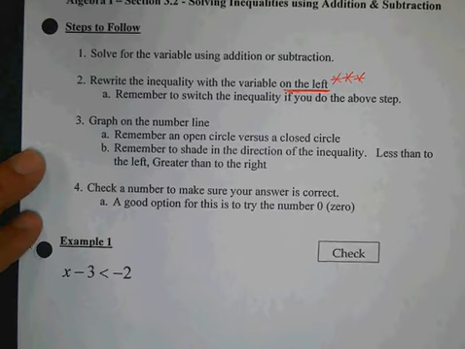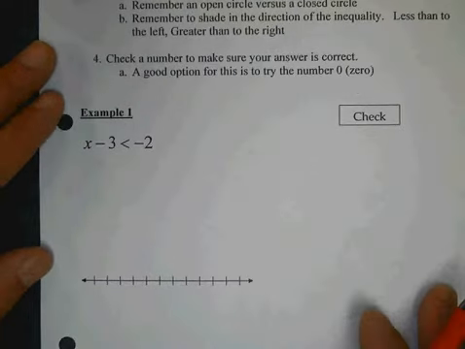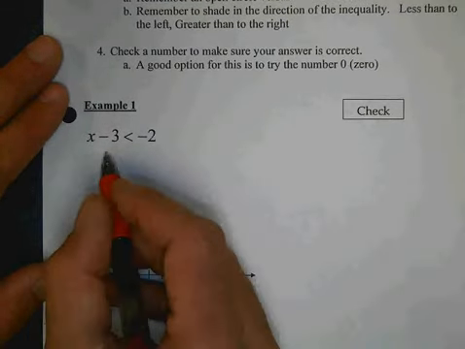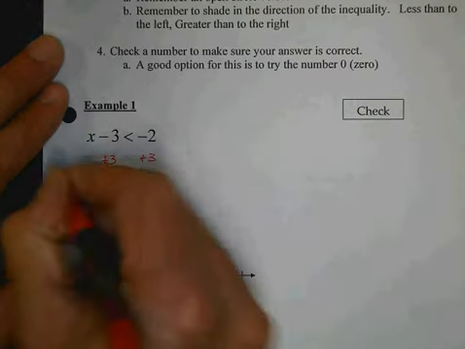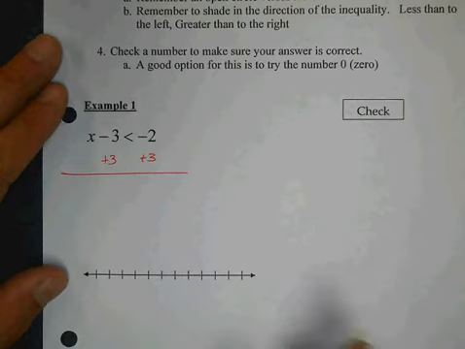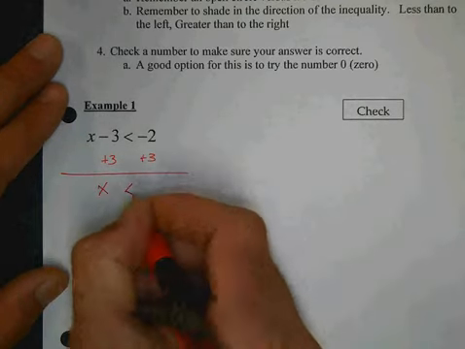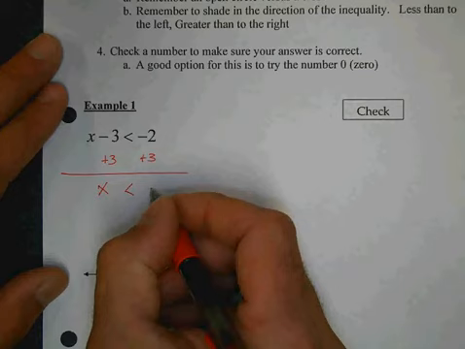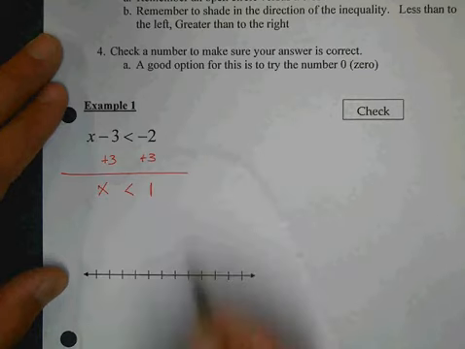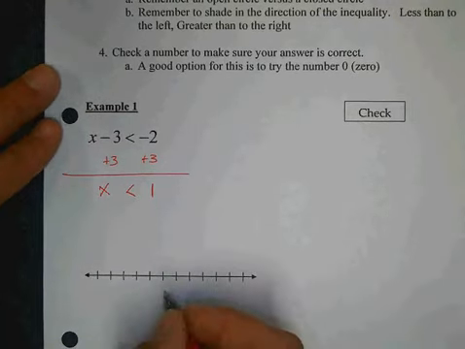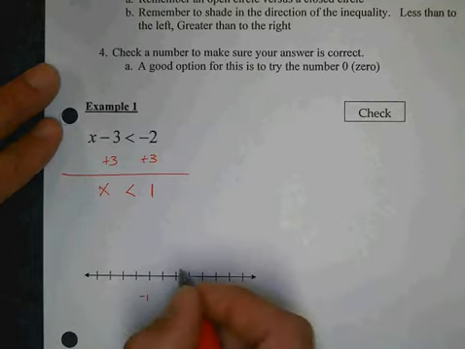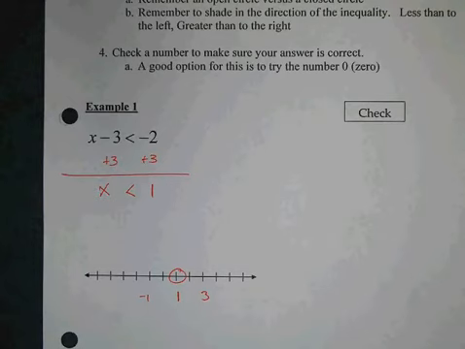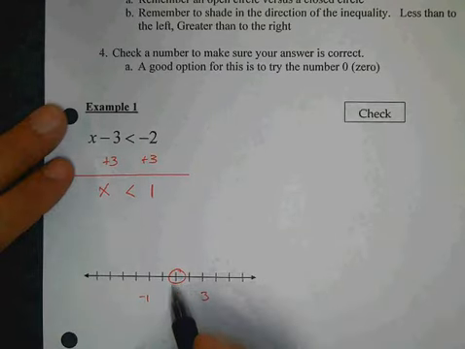Okay? So, here we go on our first one. Very simple. How do you get rid of a minus 3? Add 3, so put a plus 3 to both sides. Really want you to work on that vertical method. Left side is x, and then what's negative 2 plus 3? Positive 1. All right? I come down here to my number line. I put a 1 in the middle. Open circle or closed circle? What do you think there, Zach? Open, okay. Shade left or right, Carson?